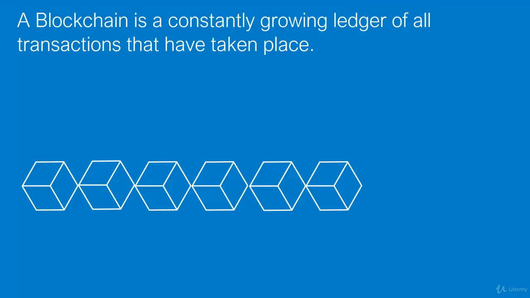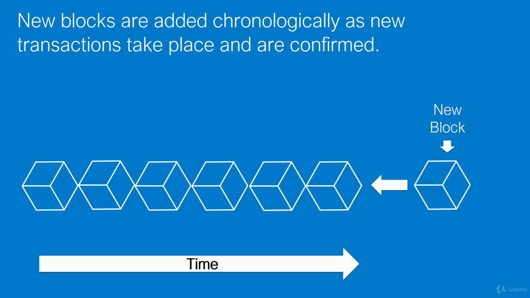A blockchain is a constantly growing ledger of all the transactions that have taken place. These transactions are grouped into blocks. New blocks are added chronologically as new transactions take place and are confirmed. These blocks go all the way back to the Genesis block, which is the first block of transactions in that chain.